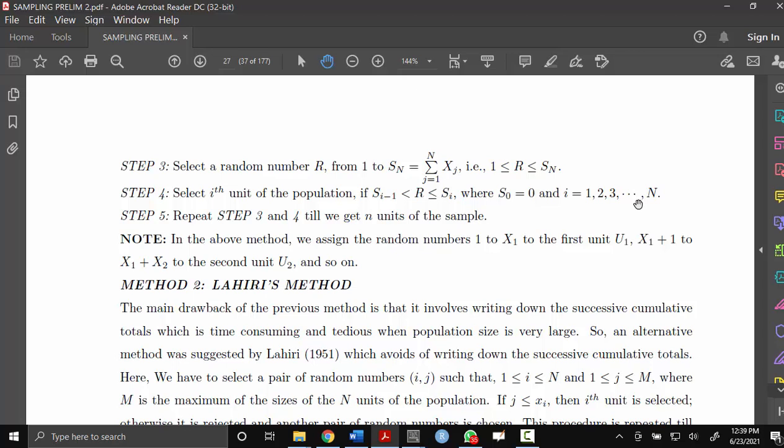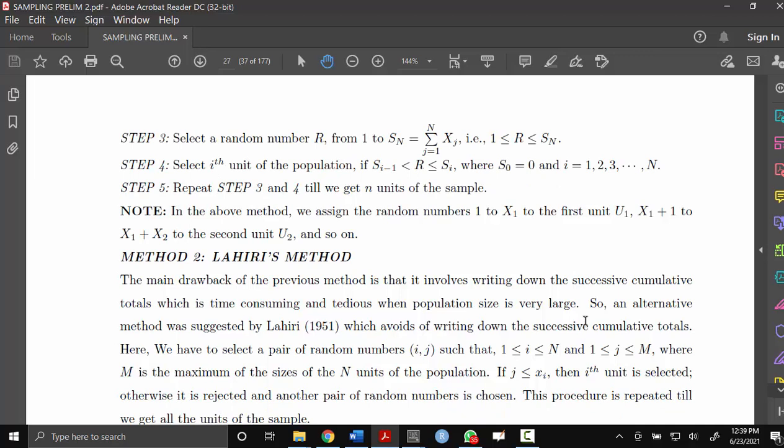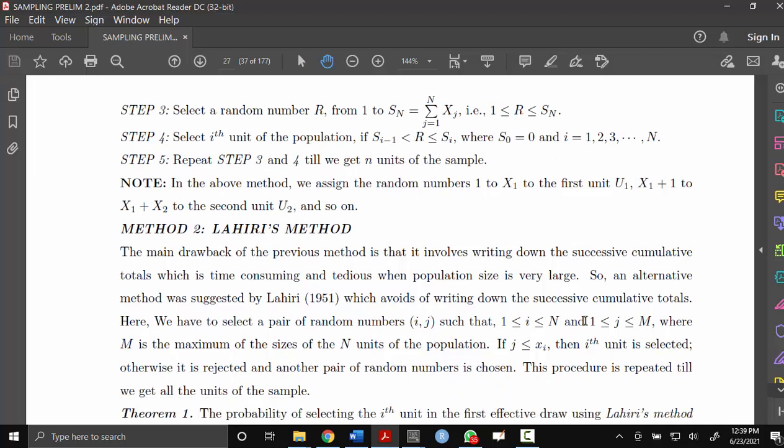Instead of selecting only one random number, here we are selecting a pair of random numbers i and j. Two random numbers, such that i lies between 1 and capital N, where N is the size of the population, the number of units of the population, and j lies between 1 and capital M. What is capital M? M is the maximum of the sizes of the N units of the population.